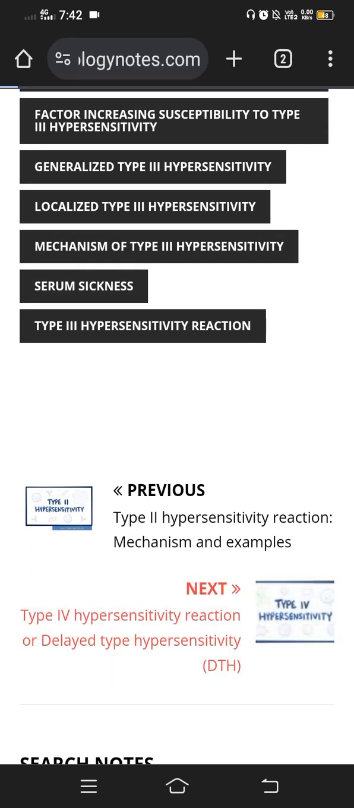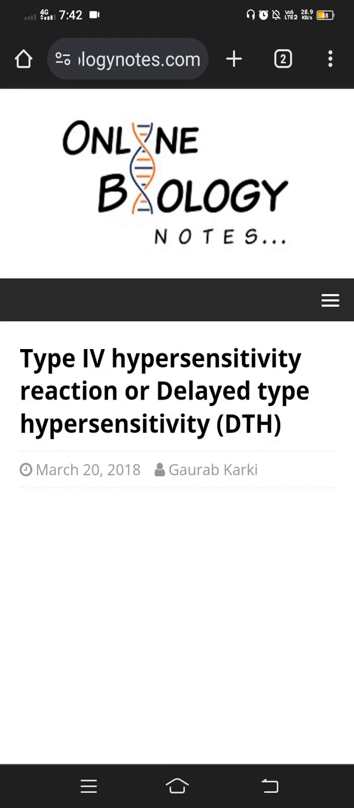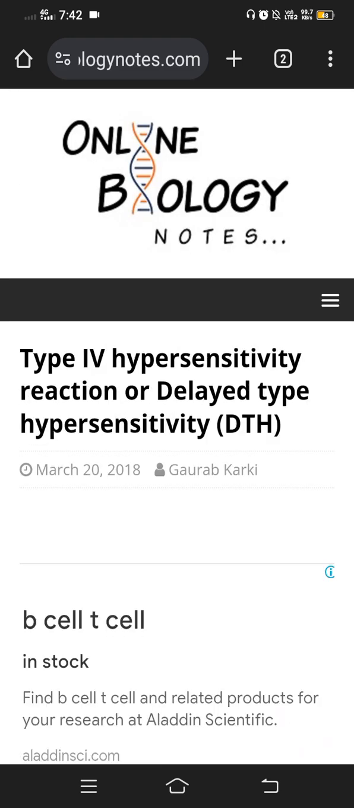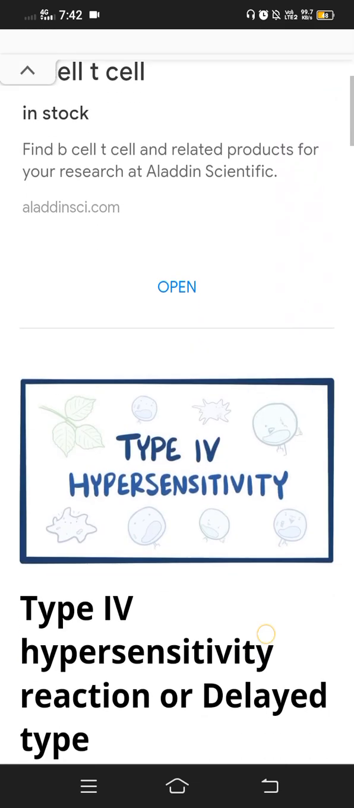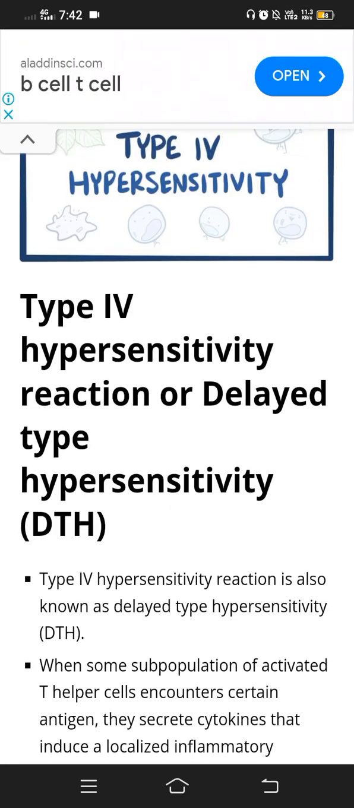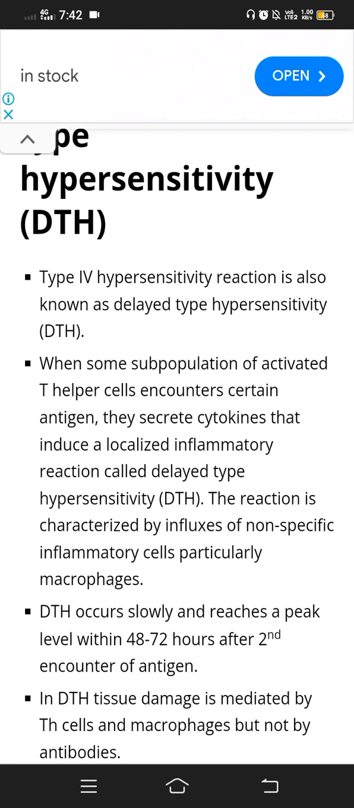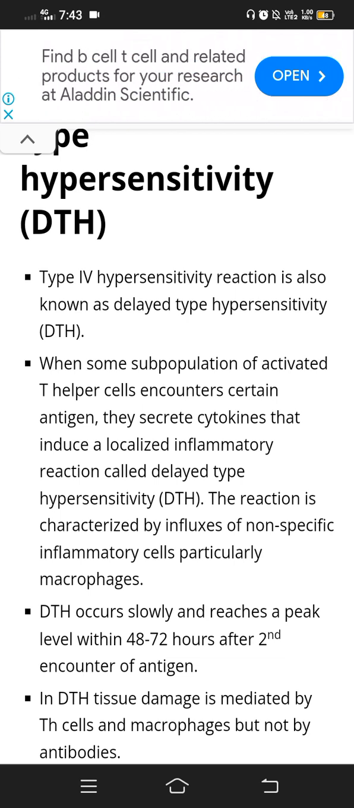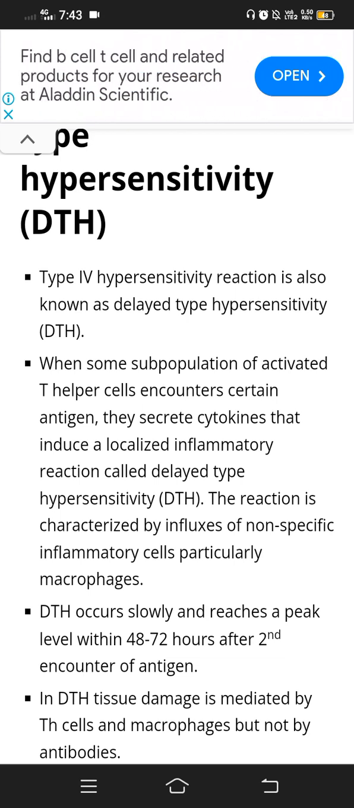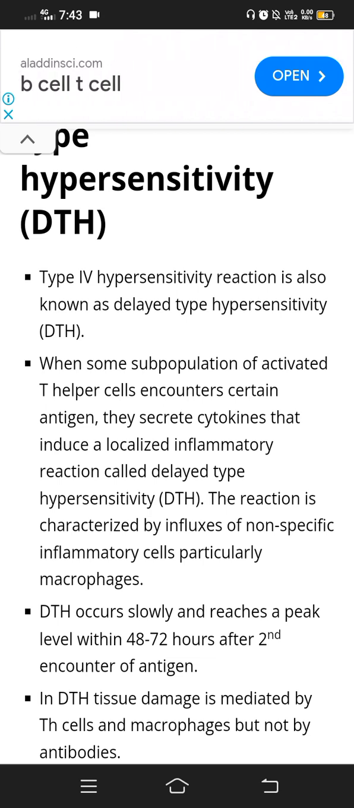Next, the last one is the type 4 hypersensitivity reaction, or delayed type hypersensitivity. Type 4 hypersensitivity reaction is also known as delayed type hypersensitivity. When some subpopulation of activated T helper cells encounters a certain antigen, they secrete cytokines.